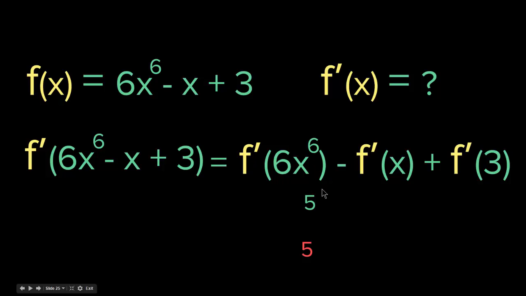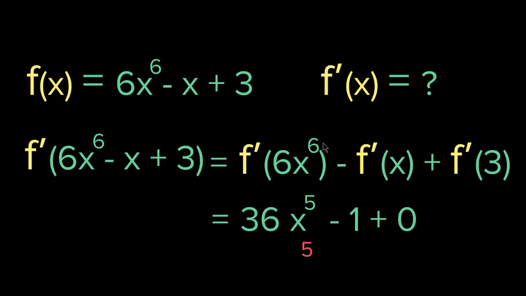How do we solve this? Well, as I mentioned, it's very easy. All you have to do is multiply this 6 by this 6. It becomes 36, and you subtract 1 from the power. So you will have 36x to the 6 minus 1. As you see, we multiplied this 6 by this 6, it became 36, and then we took off 1 from the power. It became 36x to the 6 minus 1 plus 0 because this is a constant. The derivative of a constant is 0. And eventually we get 36x to the 5.